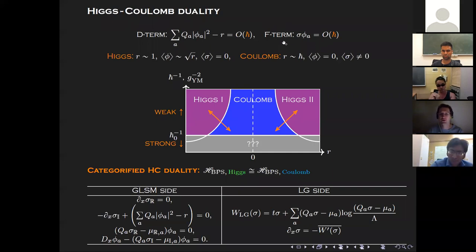Looking at the F term, we notice that the scalars corresponding to the gauge multiplet and chiral multiplets do not acquire expectation values simultaneously. And in principle, the D term then defines which of the fields acquire this expectation value. So when R, this is the FI parameter, is large, we see that the scalar of the chiral multiplet acquires expectation value, and this is the usual description of the Higgs branch. On the contrary, when R is small, and to be more precise, it's of order h bar, the opposite situation happens, and the scalar in the gauge multiplet acquires expectation value. And this is the usual description of the Coulomb branch.